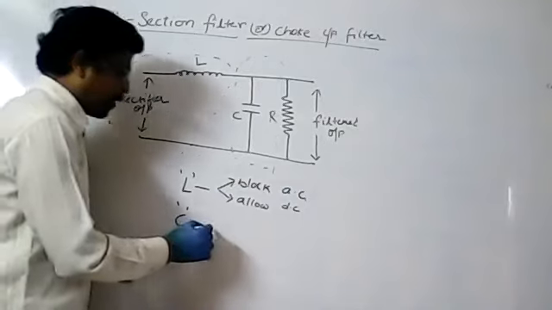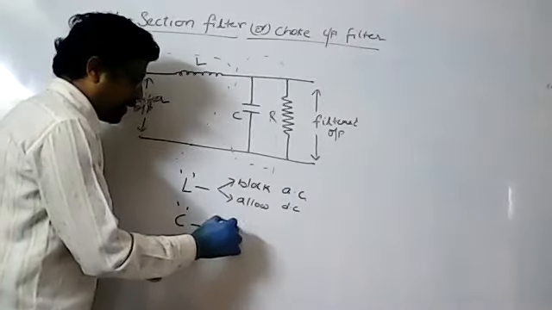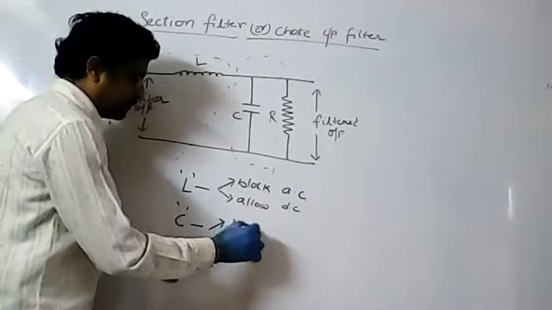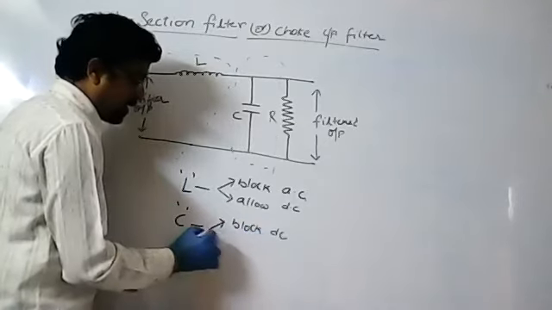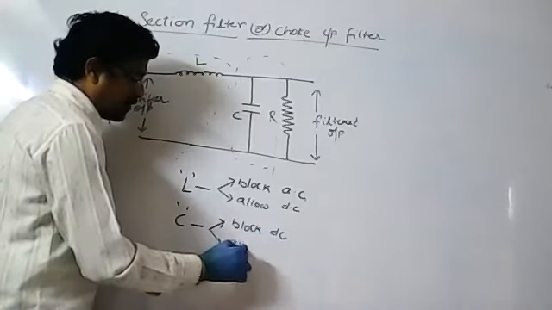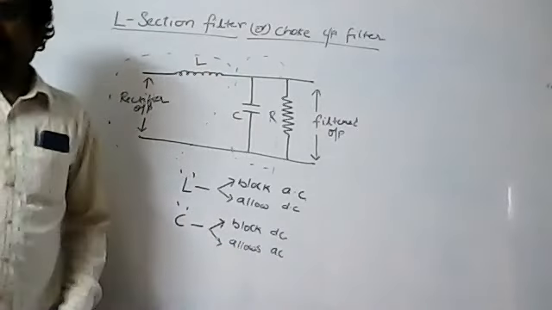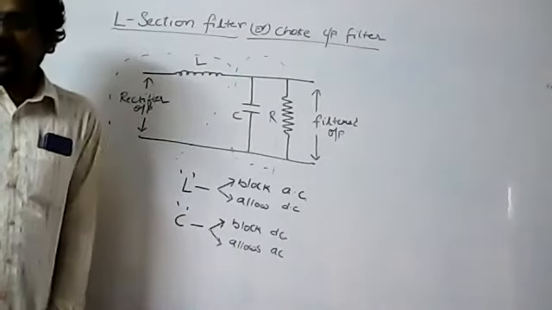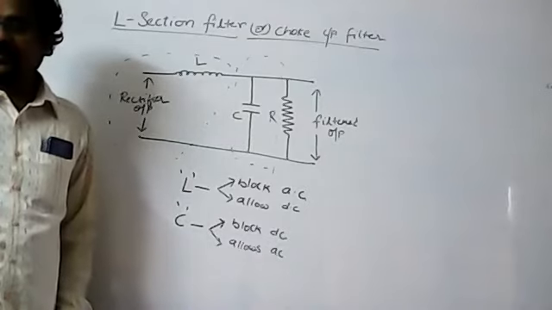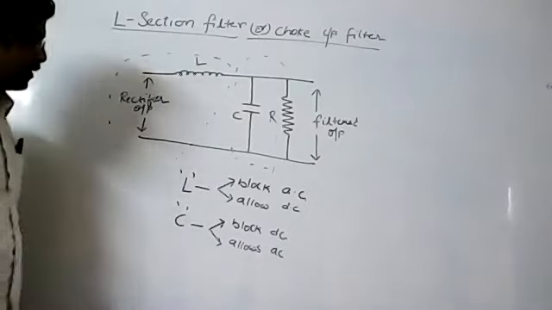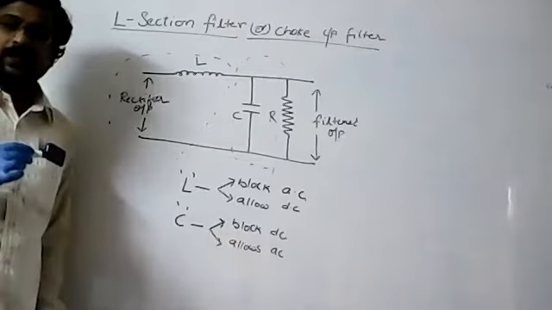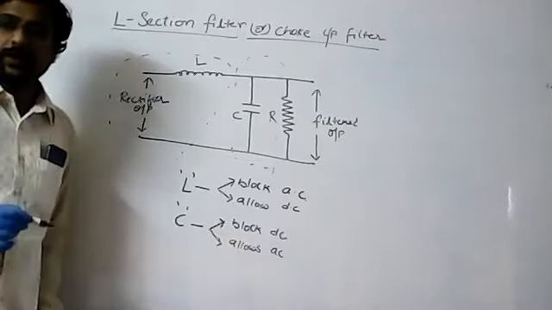Next, the capacitor. What will a capacitor do? It will block DC and it will allow AC. Followed? So here the values should be chosen such that they perform the filtration process.